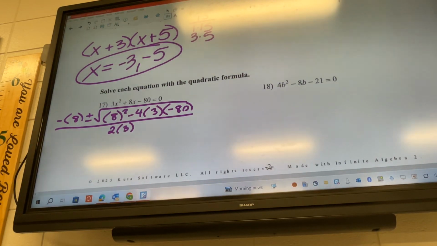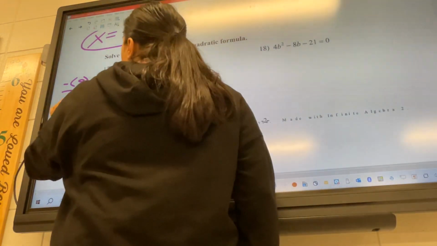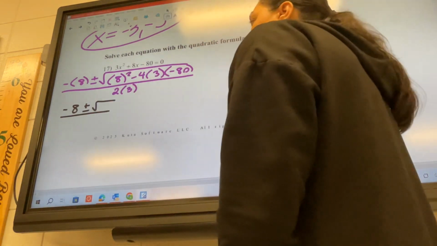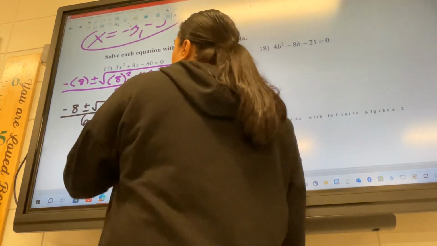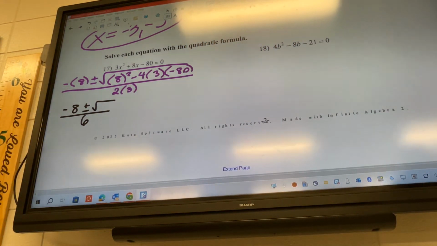For the 8 out front, is it going to stay a plus or is it going to be a minus? It's going to be a minus 8. So it's going to be negative 8 plus or minus the square root. What's going to be on the bottom? A 6. 2 times 3 is 6. What do we get for everything underneath the house when we type all that in?